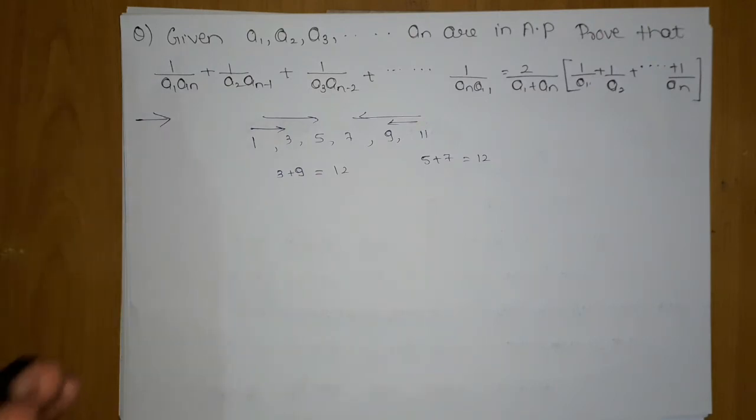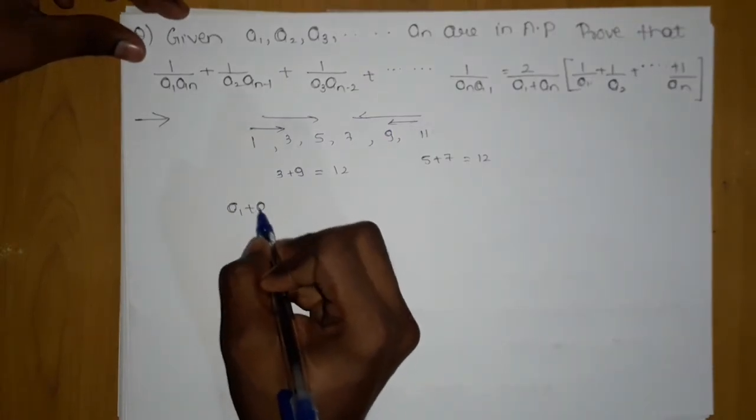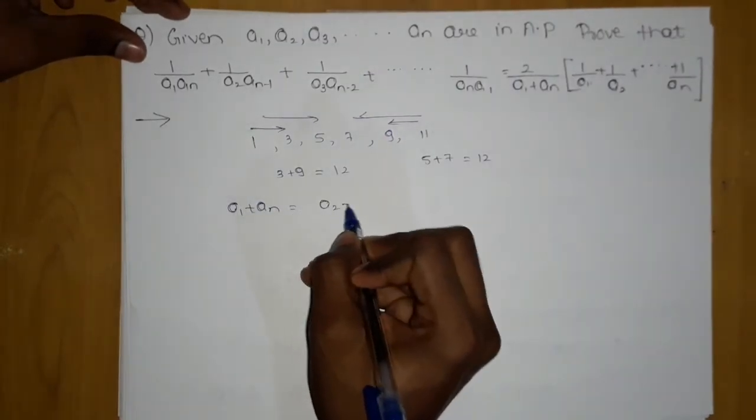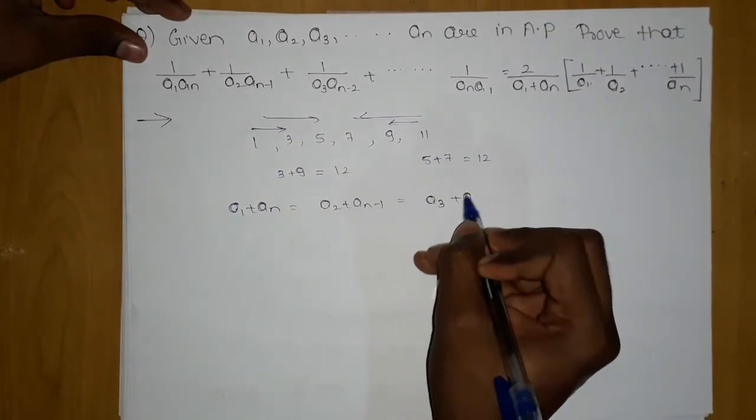No matter which term you take, the position should be the same. So a1 plus an should be equal to what? a2 plus an minus 1. Similarly, it will be equal to a3 plus an minus 2.